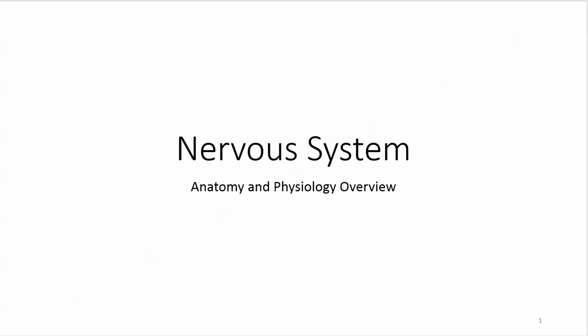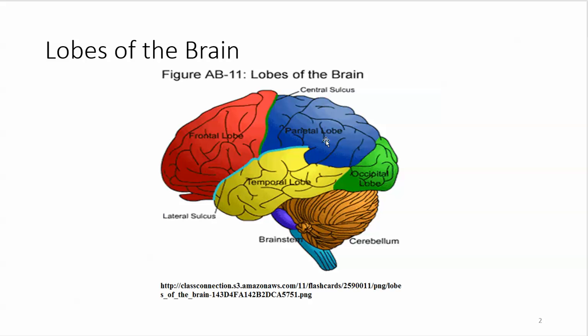Let's talk about the nervous system, the lobes of the brain. There are 4 lobes on each side of the brain. The frontal lobe is where you'll find cognitive functions and decision making. The parietal lobe has to deal with temperature, taste, touch, and movement, and spatial orientation. Occipital lobe has to do with vision.